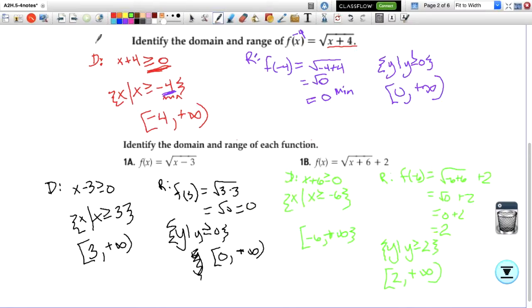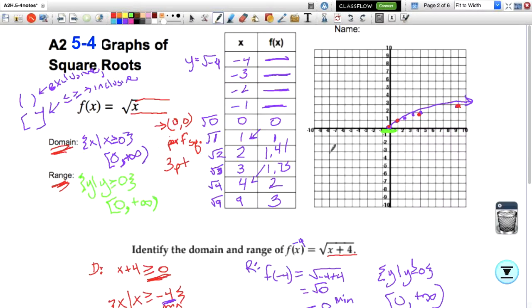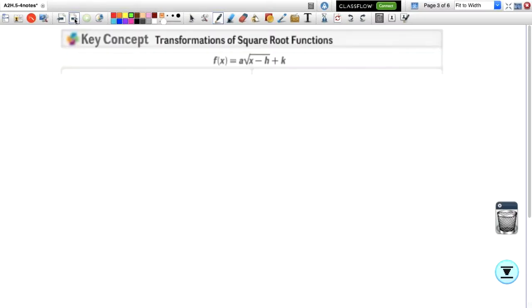Okay? So let's talk about general patterns in the graph now. We talked about general patterns in our domain and range. So let's talk about how that impacts our actual graph. Here is the general form of a square root function, and I know it looks a bit of a mess, but what this is going to do is tell us all the different types of translations we can have. So I'd write this down: f of x equals a times the square root of x minus h, plus k. And this should look familiar.